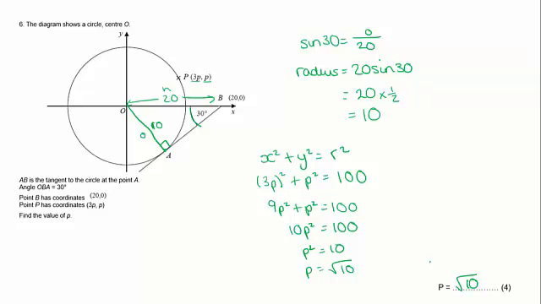So your first mark is for knowing that the triangle OAB is a right angle. Then your second mark is for knowing that the formula for the circle is x squared plus y squared equals r squared. Your third mark is for substituting in 3p and p. And your final mark is an answer mark.